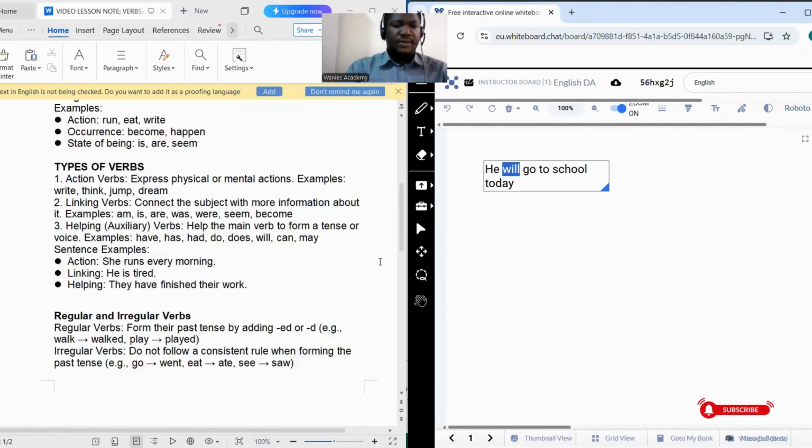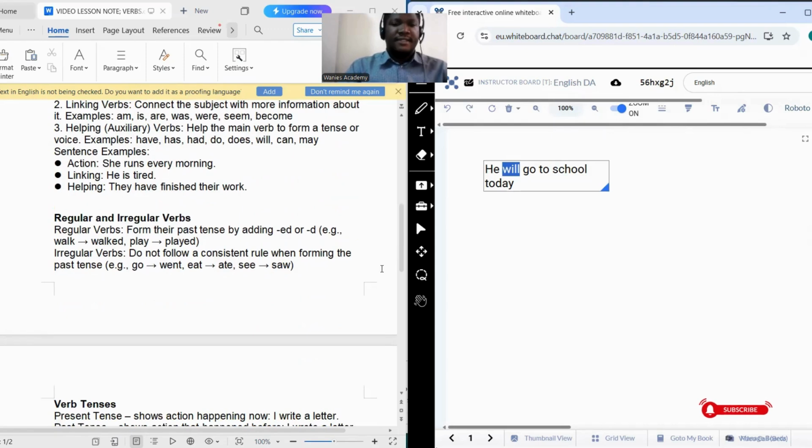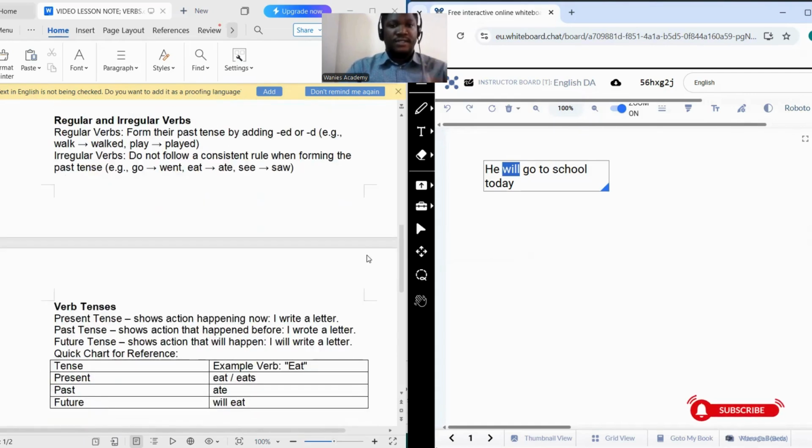Now, let's go into regular and irregular verbs. Regular verbs form their past tense by adding ed or d to them. For example, the past tense of walk is walked, the past tense of play is played, the past tense of dance is danced. Irregular verbs do not follow a consistent rule when forming their past tense, or they shift into other variations. They conjugate, they inflect. Conjugation and inflection in English is when a word changes form while moving from one tense to the other. For example, go changes to went, eat changes to ate, see changes to saw for past tense. That is one of the differences between regular and irregular verbs.